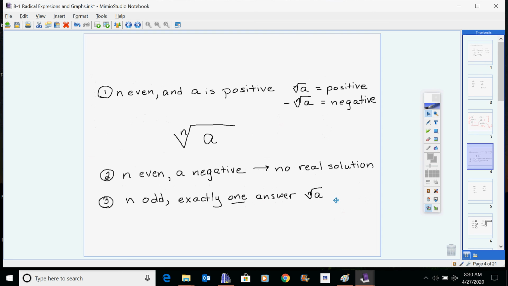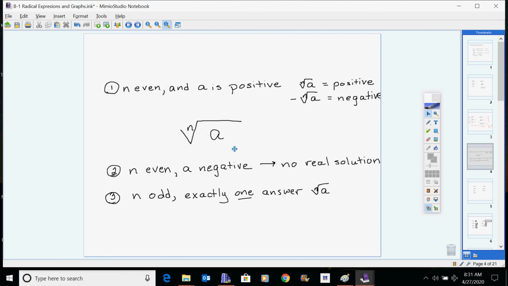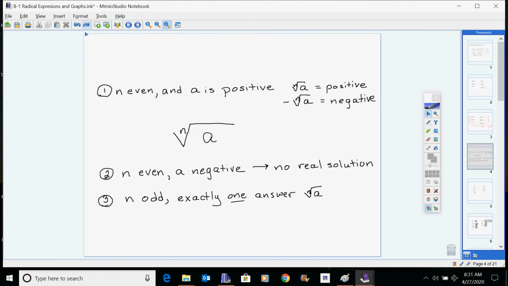Okay, so we have some technicalities and some things that we need to talk about. First of all, if you have an even index and a positive number under the radical, you have 2 possible solutions. You have the positive and the negative value of that. So for example, the square root of 4 could be 2, but it could be -2.